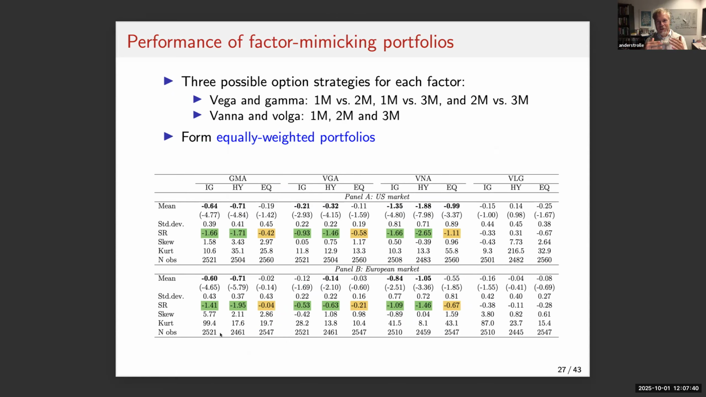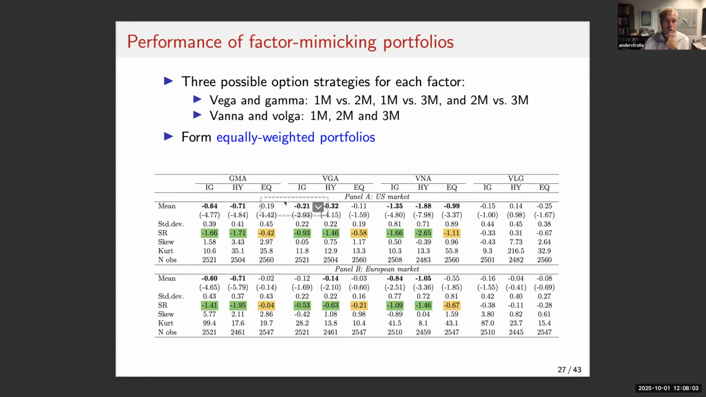And for each factor, there's actually 3 ways of generating the factor mimicking portfolio. So for instance, for vega, we can trade the 1 month versus 2 month option, the 1 versus 3, the 2 versus 3 month. So we implement all 3 and construct an equally weighted portfolio, and similar with the other factor mimicking portfolios.